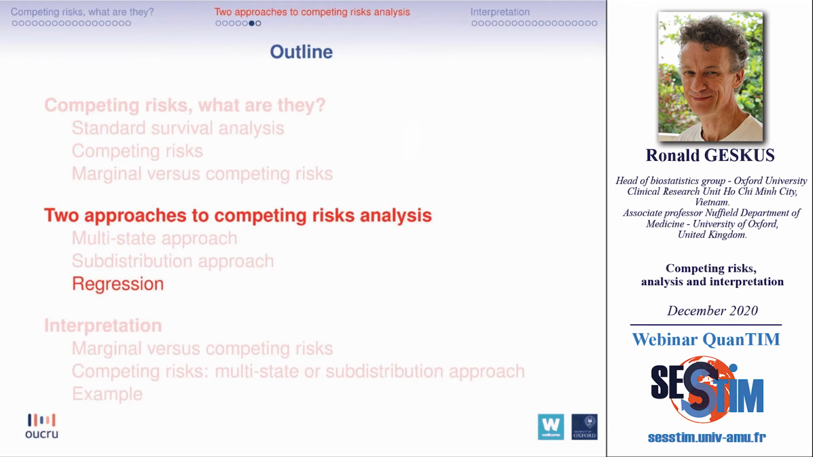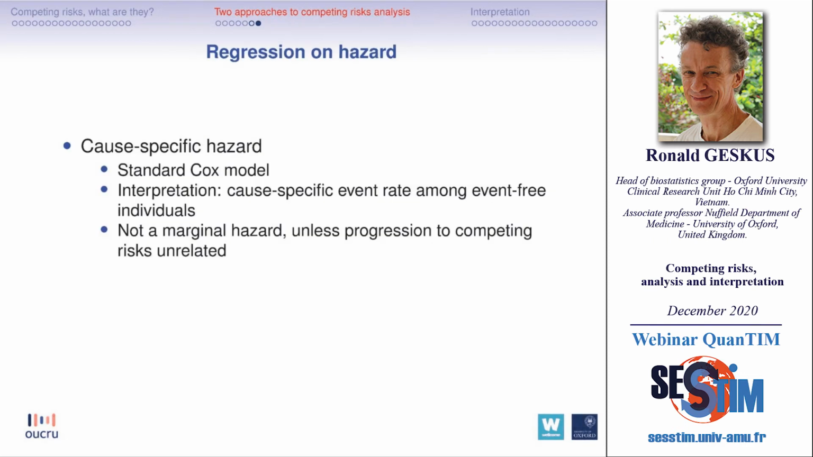For regression, as I said before, regression is often based on the hazard as well. And now that we have defined two different types of hazards, we can also perform two different types of regressions. I will give an example in the final section. The cause-specific hazard: individuals with a competing event are censored, so it's basically fitting a standard Cox model. However, the interpretation is different.